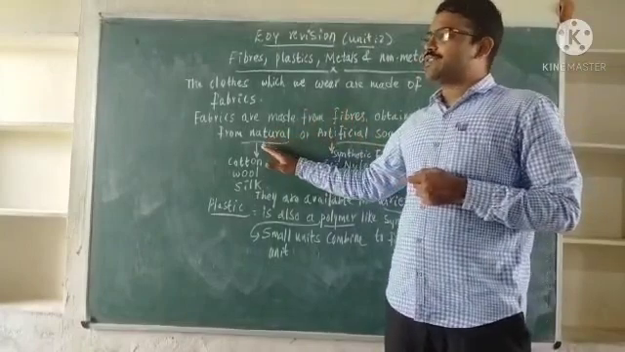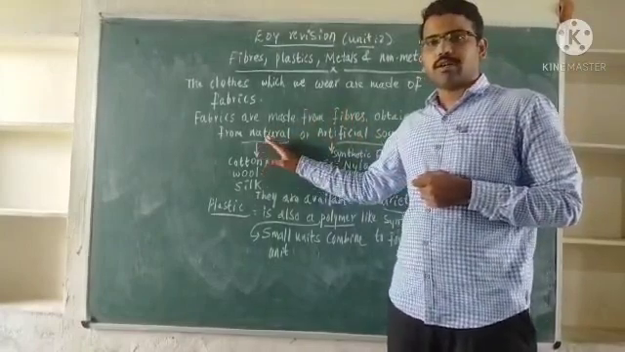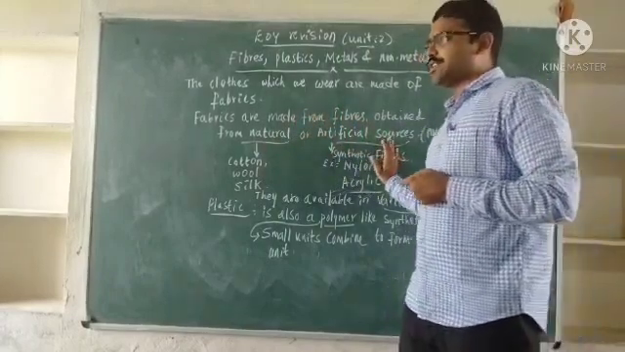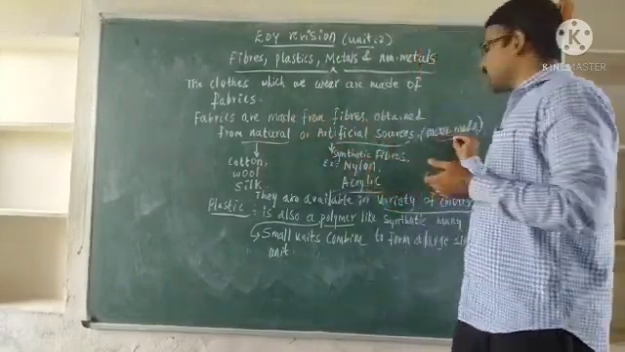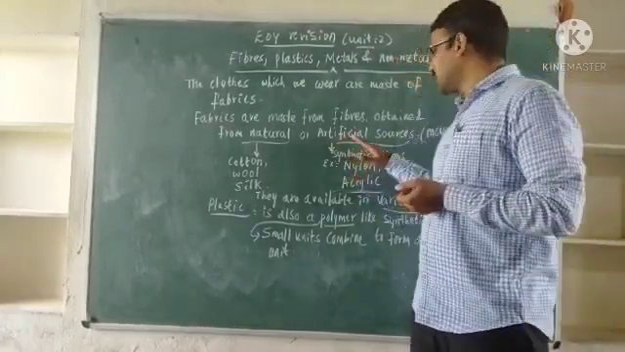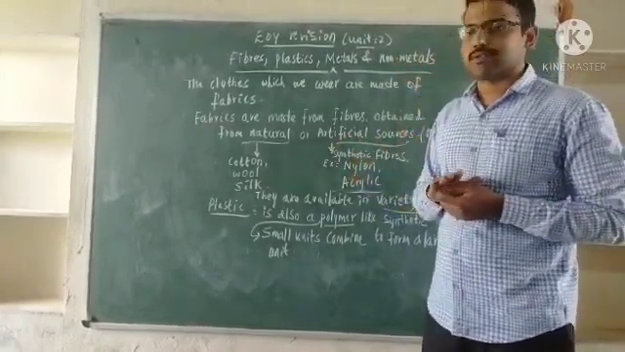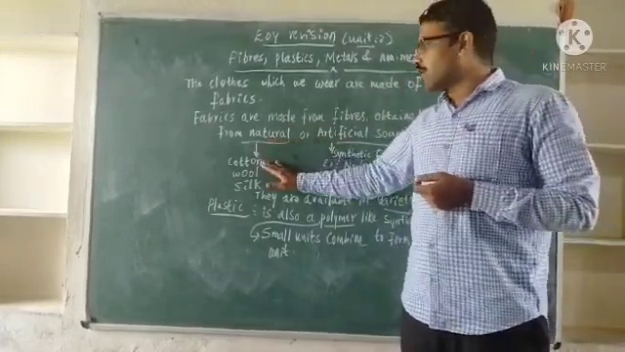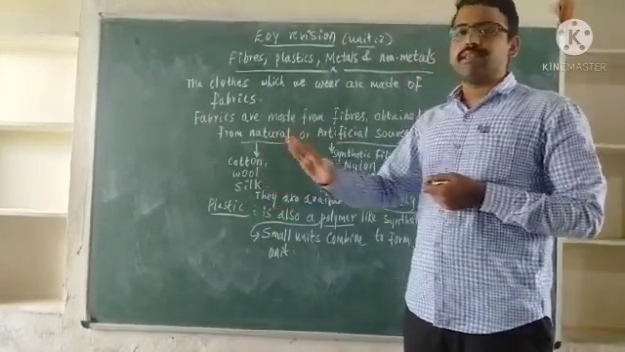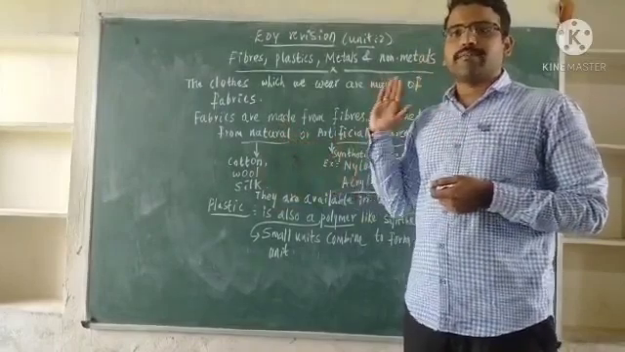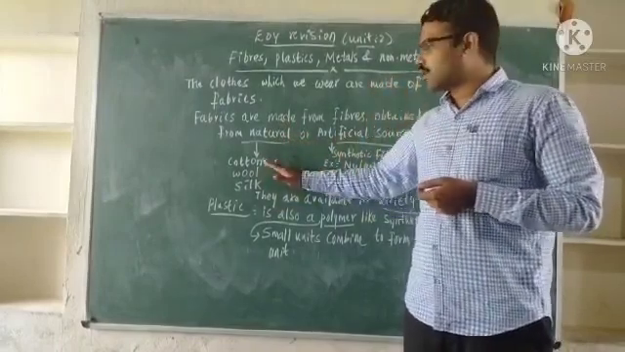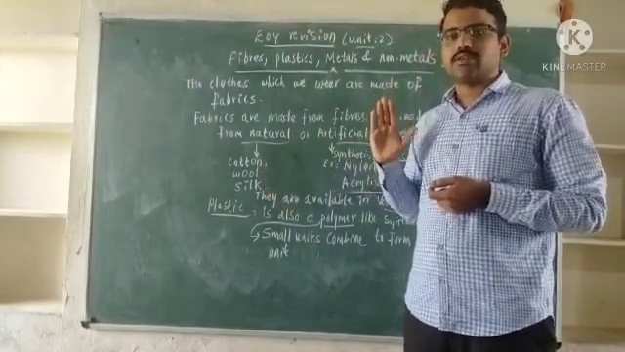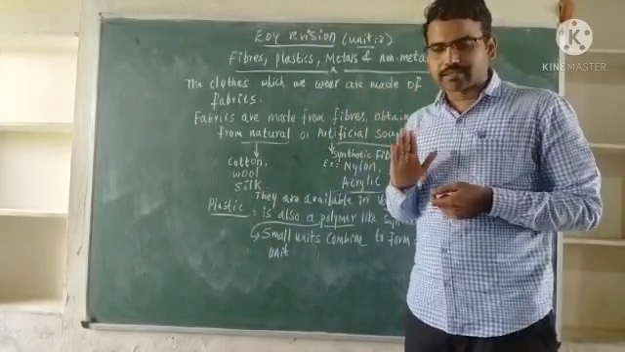The fibers which are made from natural resources are called natural fibers, and fibers which are made from artificial or man-made sources are called artificial fibers. Examples of natural fibers are cotton, wool and silk. These are fibers made from natural resources.